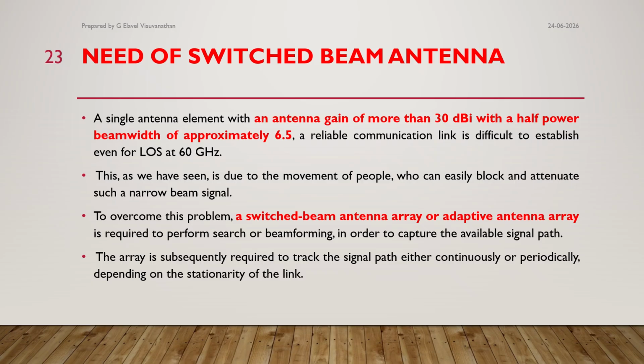Need of switched beam. A single antenna is emitted with an antenna height more than 30 with half power. This, as we have seen, is due to movement of the people who easily block and attenuate. To overcome this problem, here we are going to implement a switched beam antenna array or adaptive antenna array. The array is subsequently required to track the signal path either continuously or periodically. So here we are going to use the need of a switched beam antenna.